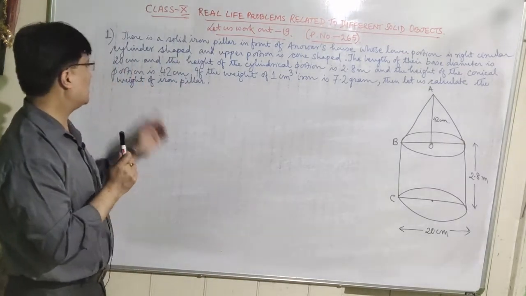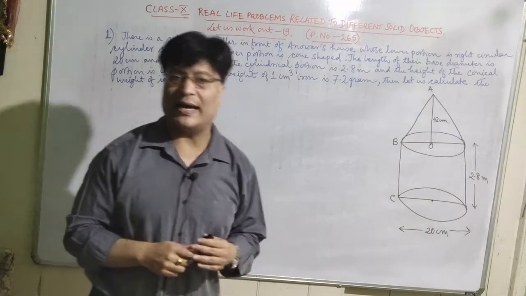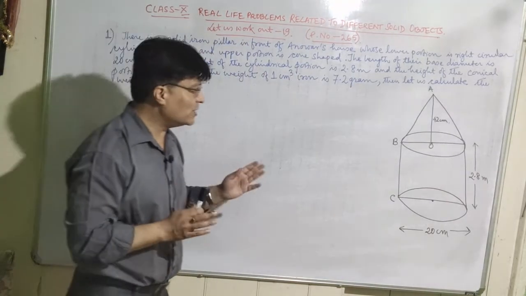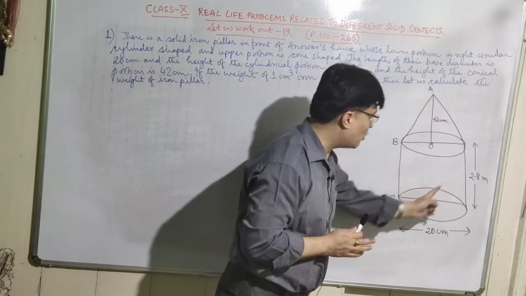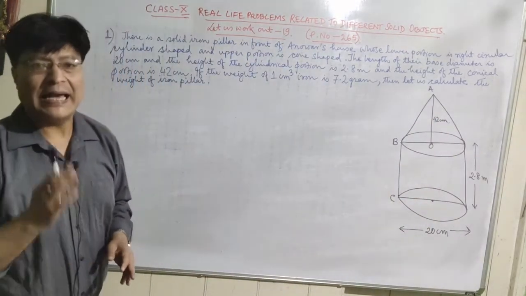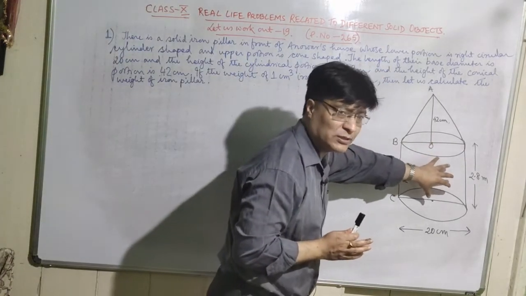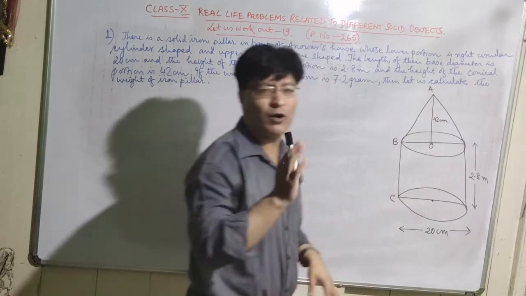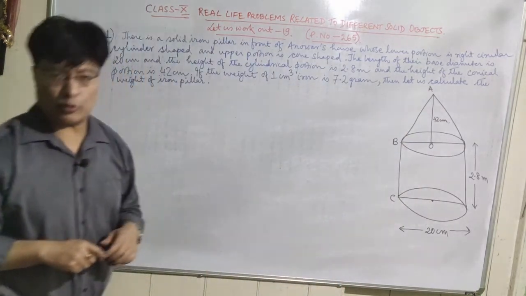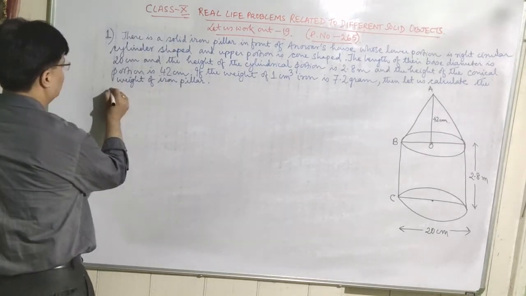So you have to calculate the weight of the iron pillar. So in this case, you have to find out the volume of this whole pillar. That means you have to find out the volume of the cylindrical portion plus volume of the conical portion. Okay. So now let us do the solution now.